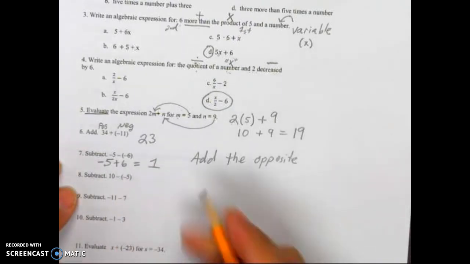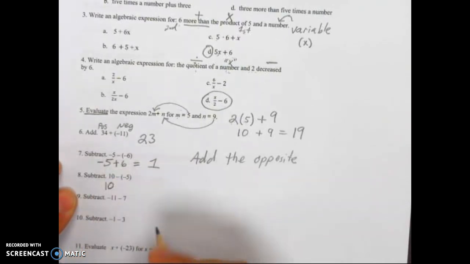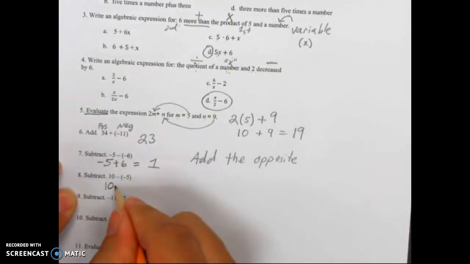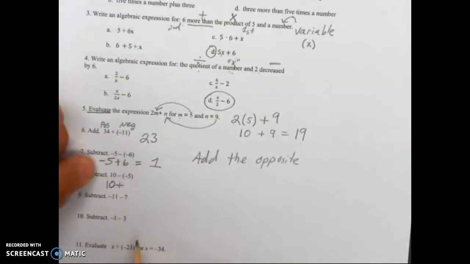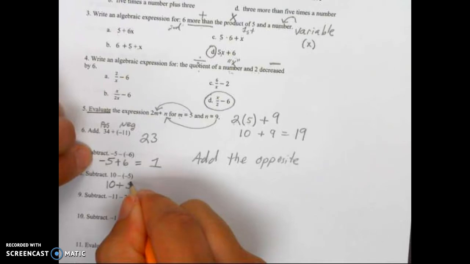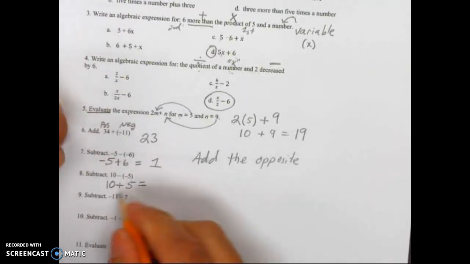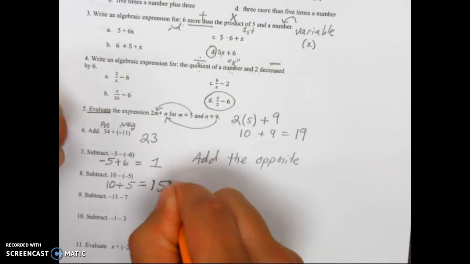All right, so using that trick, again, add the opposite. There's my 10. There's my minus sign. I'm going to make it plus. And once I do that, I take the opposite of negative 5, and I get a positive 5. Now these guys are both positives. They're on the same team. Add them up, you get a 15.